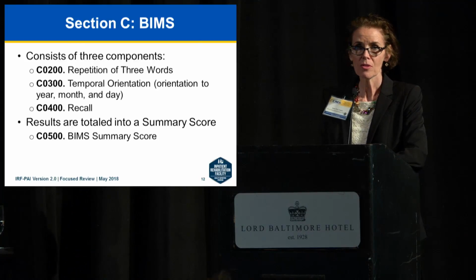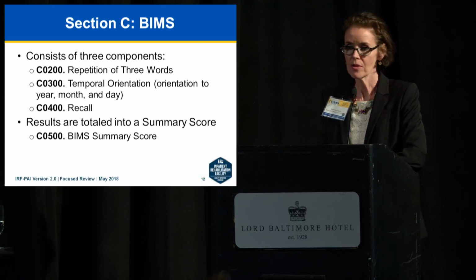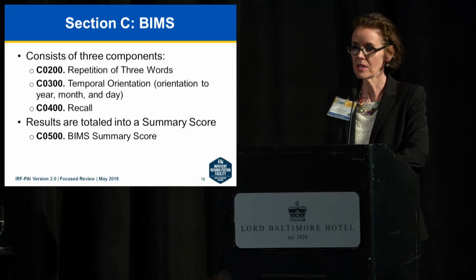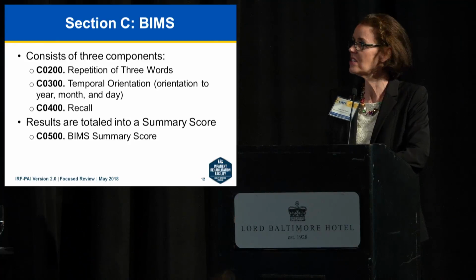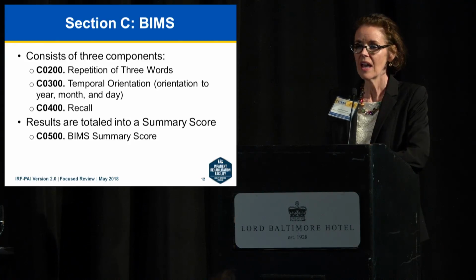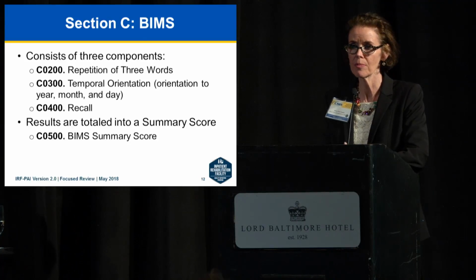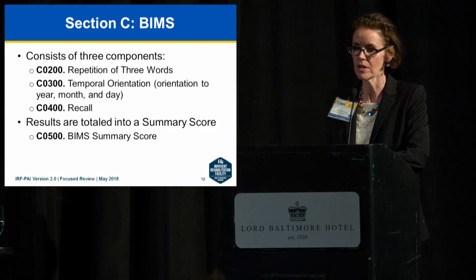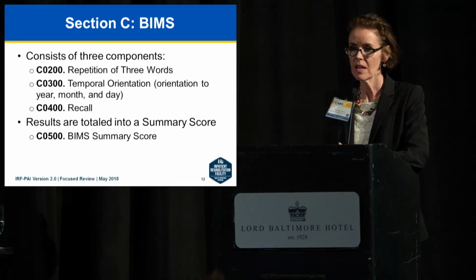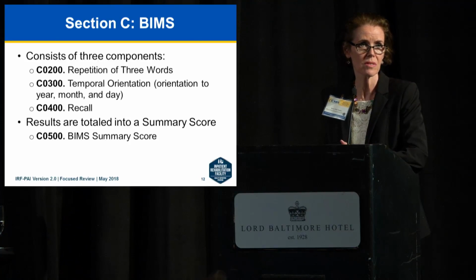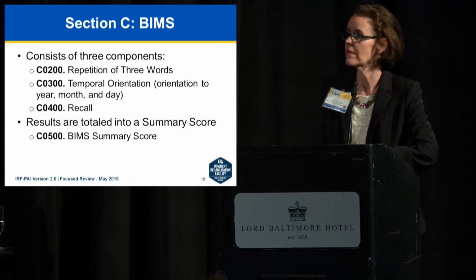So the BIMS, for those of you who don't do it all the time, or for those who do, consists of really three components. The C0200 is the repetition of the three words. Temporal orientation is part of C0300, and that's orientation to year, month, and day. And then we go back on C0400 to recall those three items that we presented under C0200. Then we total the results, and that's what we receive as a summary score for the BIMS, or the BIMS final score at C0500.